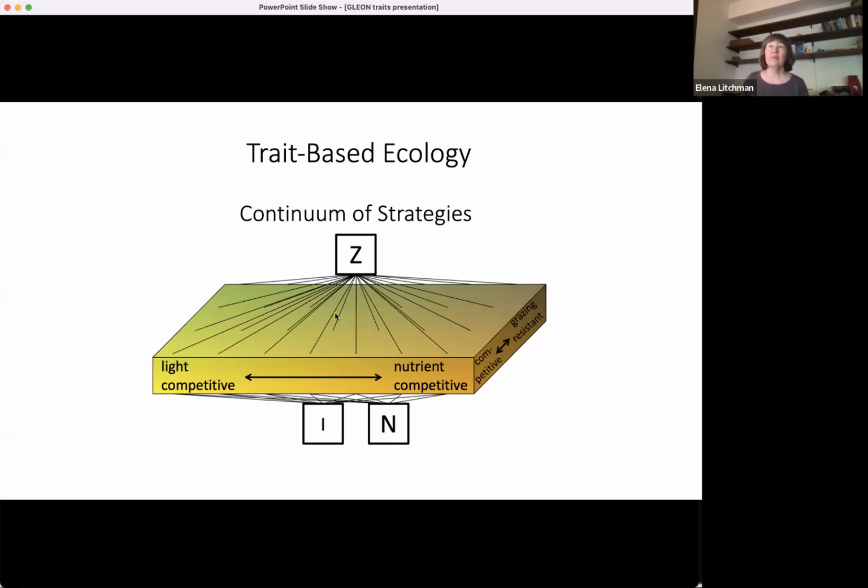So for example, we also can think what conditions would lead to the selection or the highest fitness, and what strategies would have the highest fitness. For example, under low light, we may have a strong selection for good light competitors. And so we could then identify species that fall into this part of trait space, and predict what species would potentially be dominating under low light conditions. And similarly, under low nutrient conditions, we may identify species with high nutrient competitive abilities and then predict that they would be selected for. So this makes our predictions easier because we can focus on traits instead of species, and then identify species that have those traits.